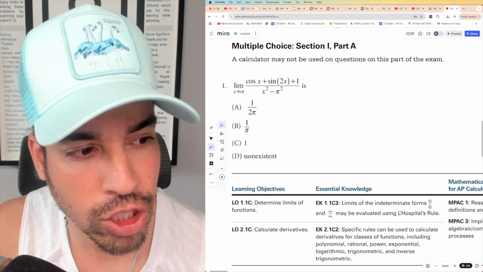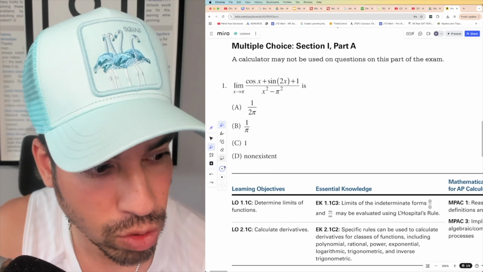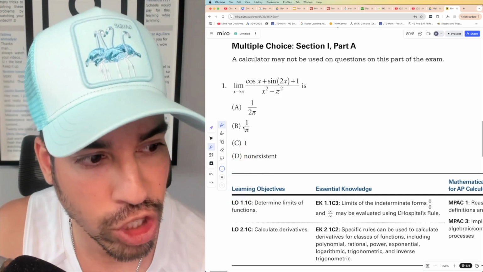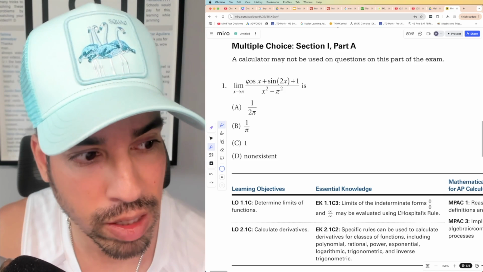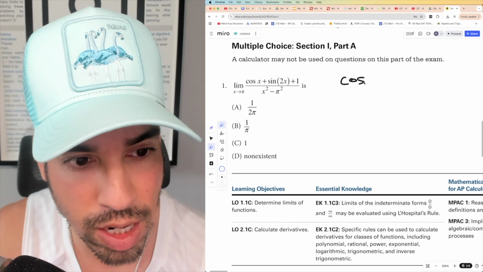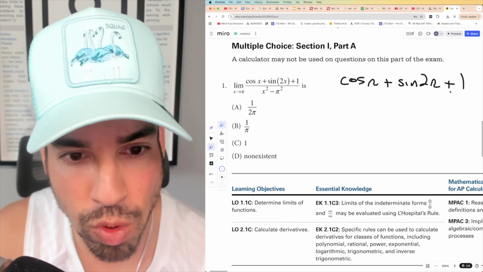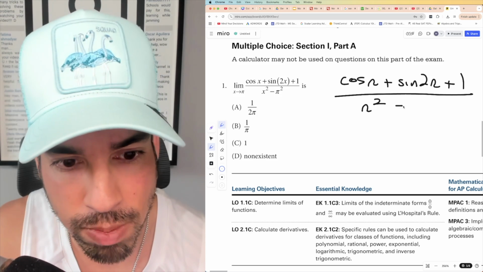When we're taking limits, the first thing you want to do is say, as x approaches that value, what happens? Well, if you can just straight up plug in this value that it's approaching and get an answer, you're good. And if you don't, we'll evaluate from there. But let's plug it in step by step. So we got cosine of pi plus sine of 2 pi plus 1 on top. Again, just replacing each x with the pi, and on the bottom we have pi squared minus pi squared.